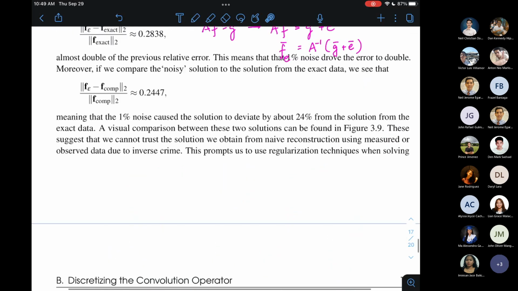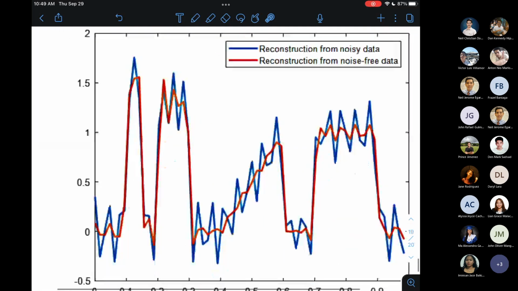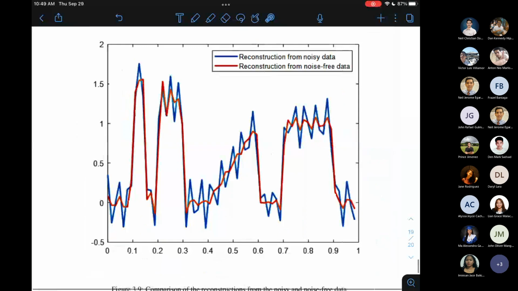Actually, if we will plot it, kung i-compare natin yung dalawang reconstructions, here the blue one ay yung galing sa noisy data, yung orange ay yung galing sa noise-free data, and you can see the very big or significant deviation between the two. Lalo na dito, di ba kanina na-capture pa natin yung almost rectangular shape dito mula dun sa noise-free data, pero ngayon hindi na. Ibang-iba na yung itsura na nakuha natin.